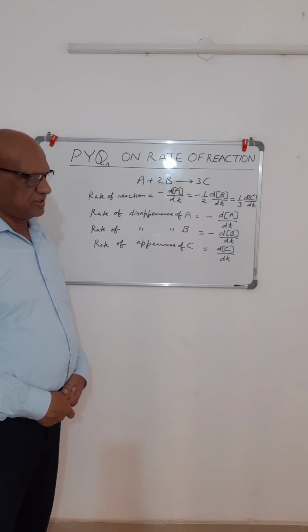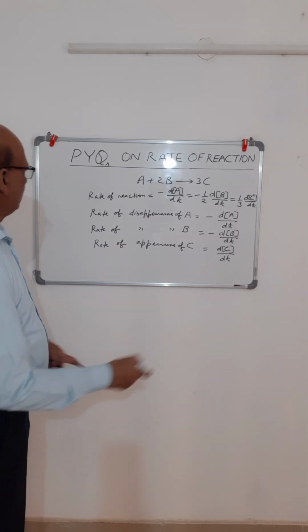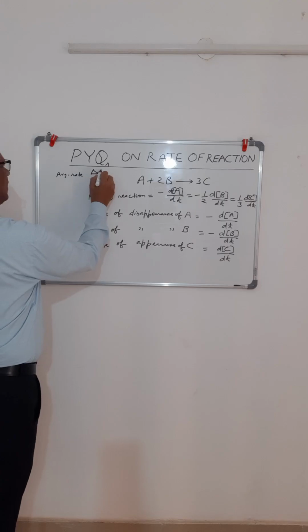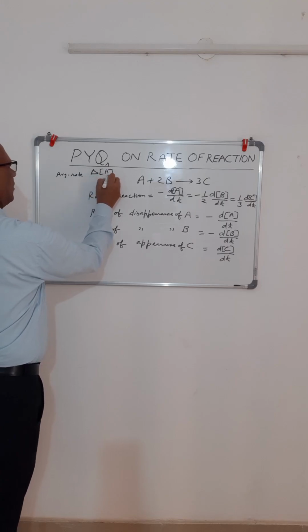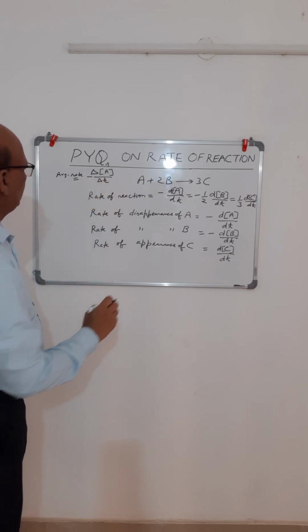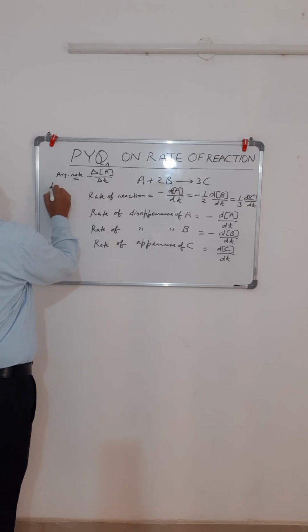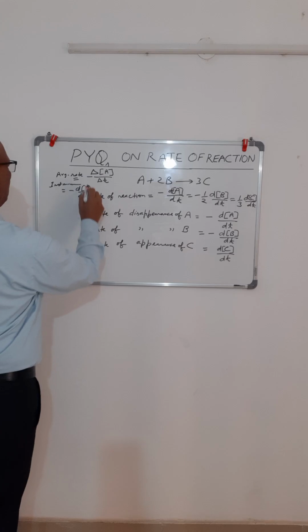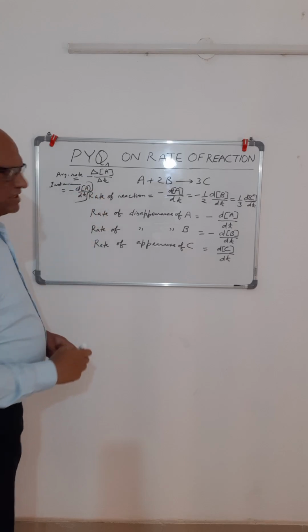Okay, that means अगर हम एवरेज रेट लिखें तो एवरेज रेट हो जाएगा सपोज डेल्टा ऑफ ए अपॉन डेल्टा टी। सपोज ए इज द रिएक्टेंट, देन एवरेज रेट ऑफ रिएक्शन विल बी माइनस डेल्टा ए बाई डेल्टा टी। और जो इंस्टेंटेनियस रेट ऑफ रिएक्शन होगा दैट विल बी minus dA by dt. That is when delta t tends to 0, the rate becomes instantaneous rate.